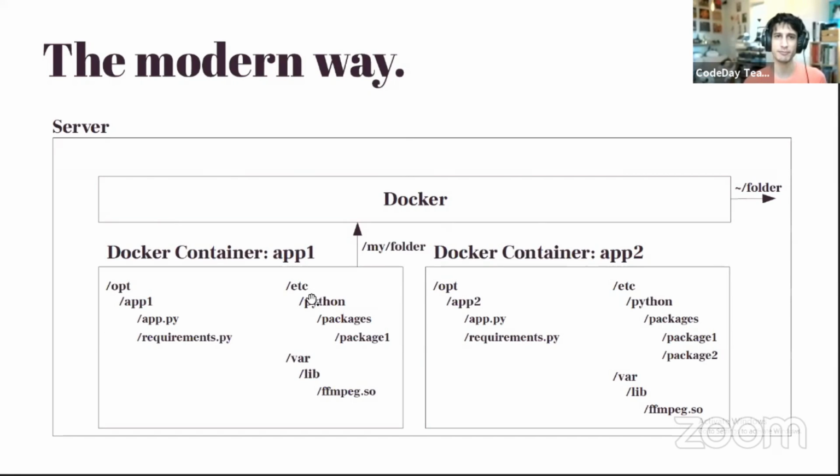Docker can also remap file folders. So this application might need all of its data to be stored in /my/folder, right? Some particular folder. Docker can actually remap that folder to be a real folder on your hard drive, so that the files actually get saved to your hard drive rather than this container, which is going to get erased whenever it shuts down. So Docker will take care of those folder things as well.